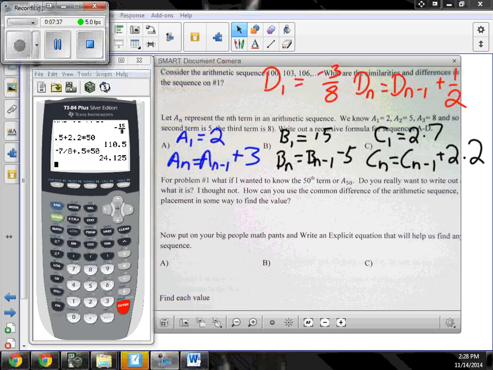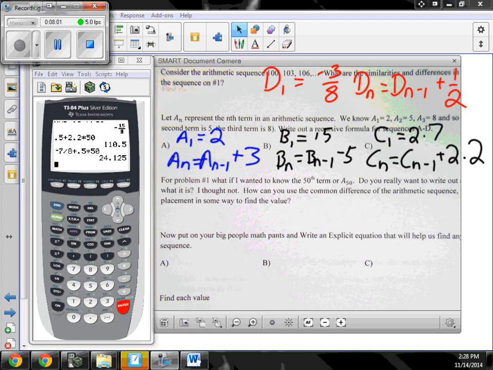But there's a limitation in recursive formulas that we've already talked about. For problem number 1, that should say problem A, oops. If I wanted to know the 50th term, a sub 50, do you really want to write out all of those and figure out what it is? I think not. So how can you find the common difference of an arithmetic sequence?